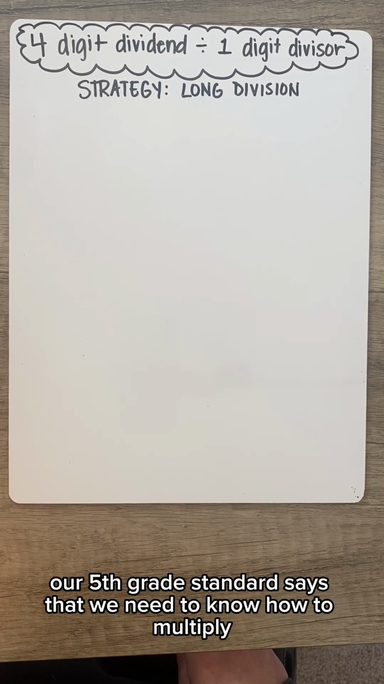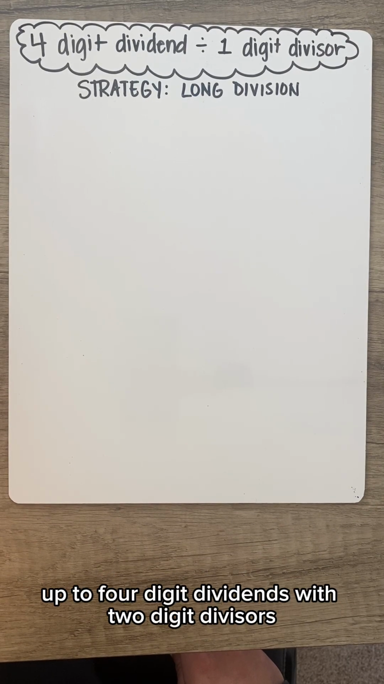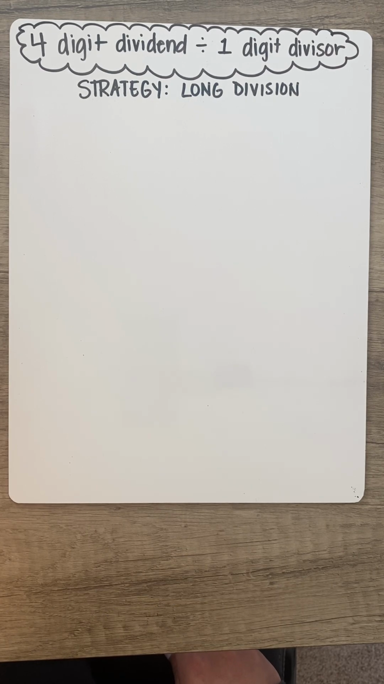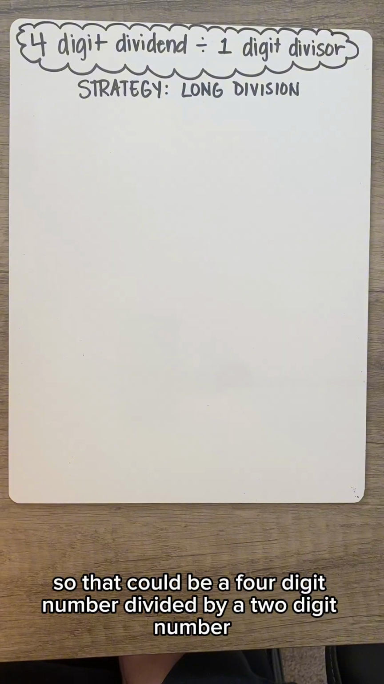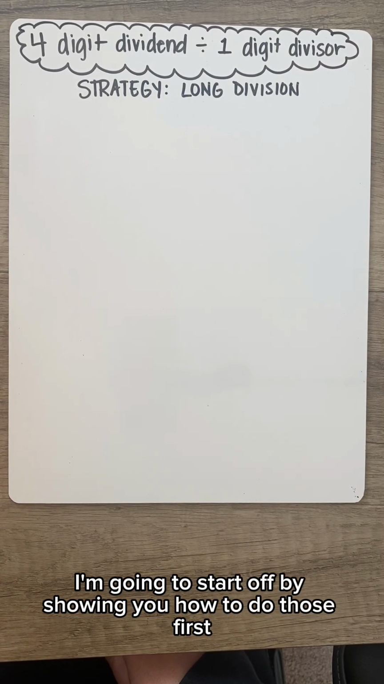Our 5th grade standard says that we need to know how to divide up to 4-digit dividends with 2-digit divisors. So that could be a 4-digit number divided by a 2-digit number. Because we also see 4-digit divided by 1 digit in 5th grade, I'm going to start off by showing you how to do those first.